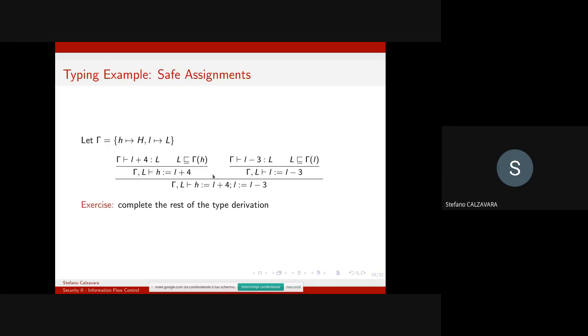Is it clear that this program is secure and that we are able to type check it? I assume it's clear. If it's not clear, please speak up. And let's consider another example.